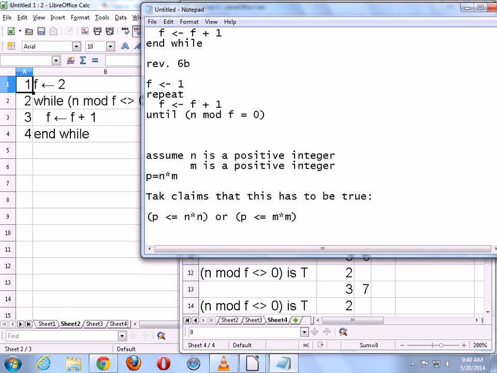Yeah, because what if they're the exact same number? Sorry? What if n and m are the same? Yeah. Then it will meet both requirements at the same time, because they're equal.